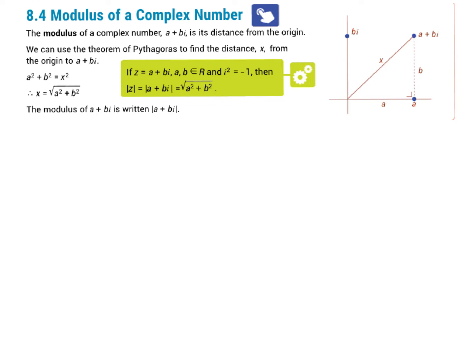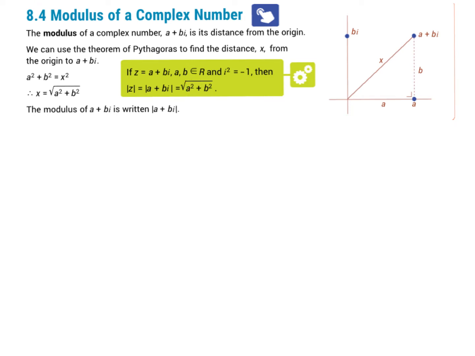Okay, so it says here the modulus is the distance from the origin, which is this from here to here. We can use the Theorem of Pythagoras. And if z is equal to some real number plus some imaginary number, then the modulus of z, given by these two straight lines, is equal to the modulus of a plus bi, again in these vertical lines. And that's equal to a squared plus b squared square rooted.